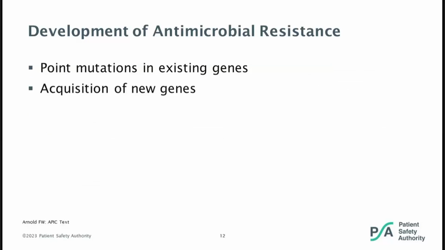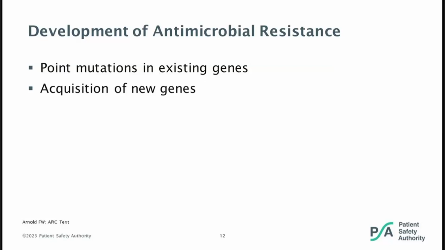When we talk about the development of antimicrobial resistance, we have two potential ways that organisms can develop antimicrobial resistance: point mutations in existing genes or the acquisition of new genes. Point mutations are random errors that occur during DNA replication. When this happens, there is a substitution of one base pair for another base pair. With this, there is the potential that a substitution of one amino acid for another amino acid in a protein structure or enzyme can occur.